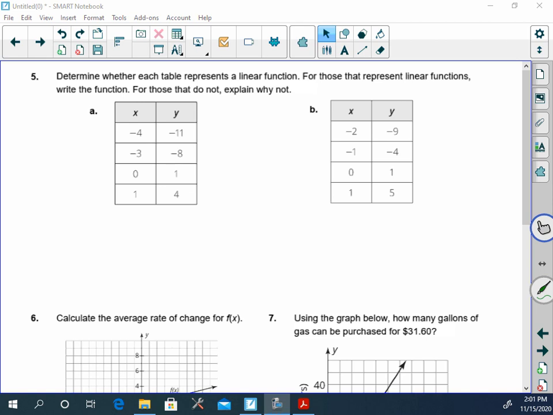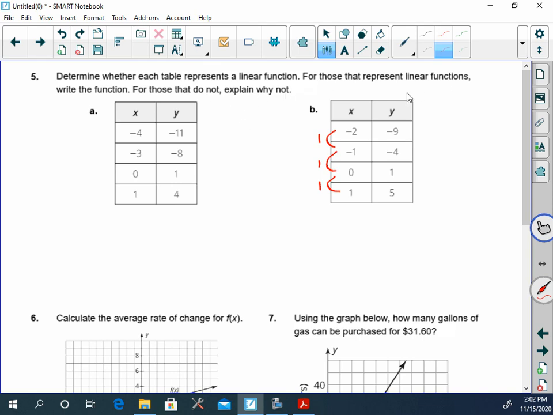Looking at question 5, parts A and B, I think B is a little bit easier than part A. And the reason I say that is because here in B, if we look at the x's, they're going up by 1, going up by 1, going up by 1. It makes it a lot easier when this is going up by the same amount, because then we can see if this goes by the same amount, it's going to be linear.